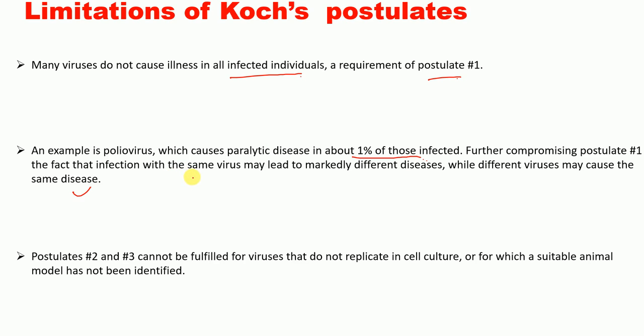So this is one. And another point is that postulates number two and three cannot be fulfilled for viruses, because they do not replicate in cell culture, or for which a suitable animal model has not been established. So basically, viruses do not replicate in cell culture, and we will not be able to replicate the virus if there are no already established animal models. So the limitation of Koch's postulates applies to viruses. So Koch's postulates cannot be applicable to many viruses. Okay, so that is the limitation.